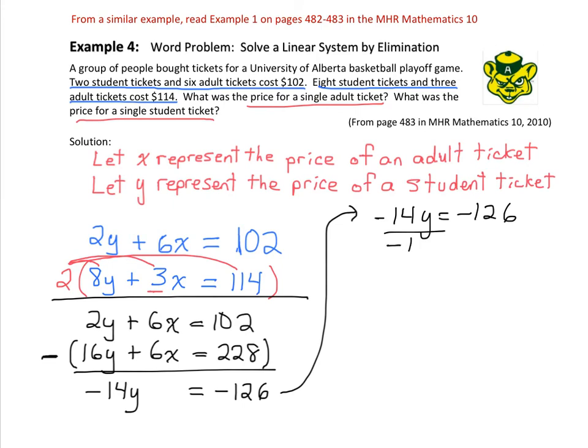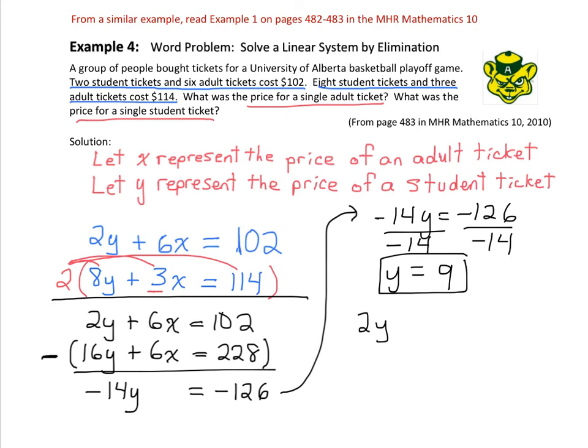To get y by itself, I'm going to divide both sides by negative 14. That will give me y is equal to positive 9. So if we look back at what our y represented, that means that the price of a single student ticket is $9. So now we just have to go and solve for our x value.